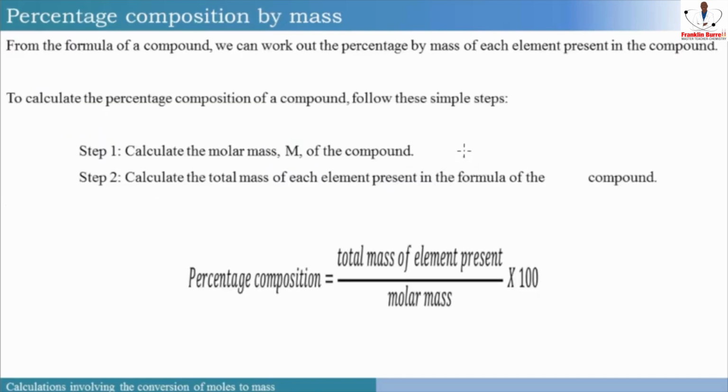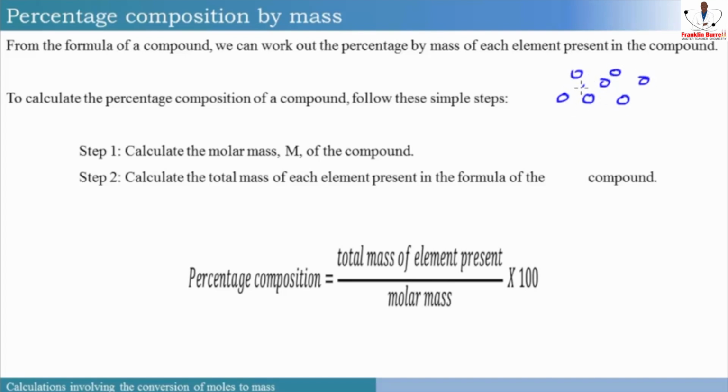Now, the calculation of percentage composition by mass is not a very difficult concept to understand. Let us look at a very simple concept to try and understand what's going on here. Suppose I have some balls, round balls like this.